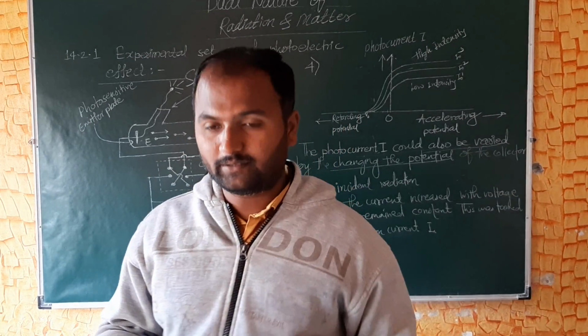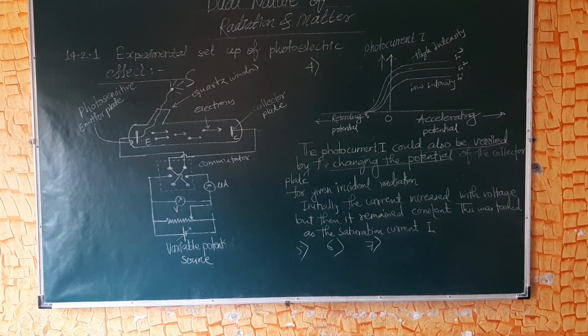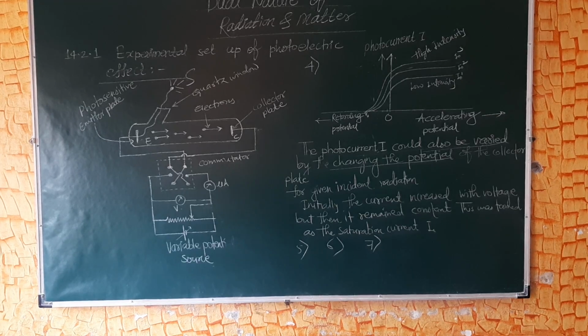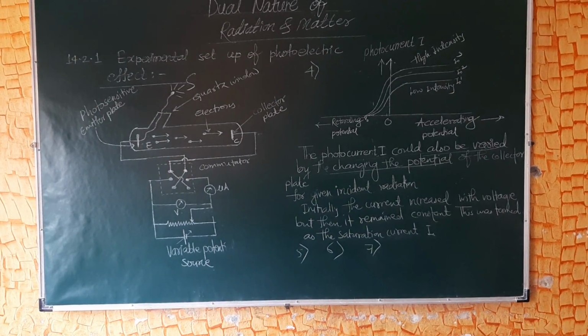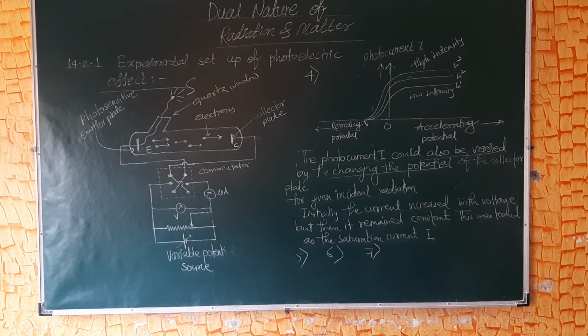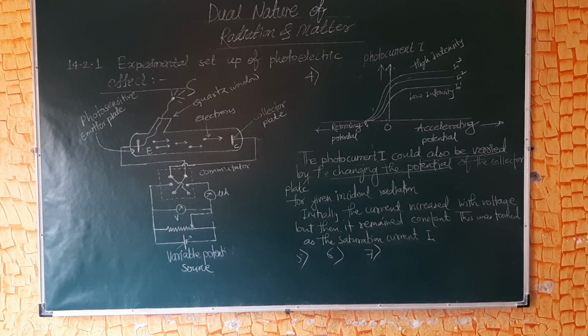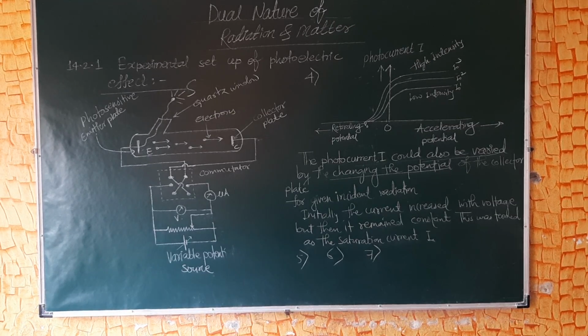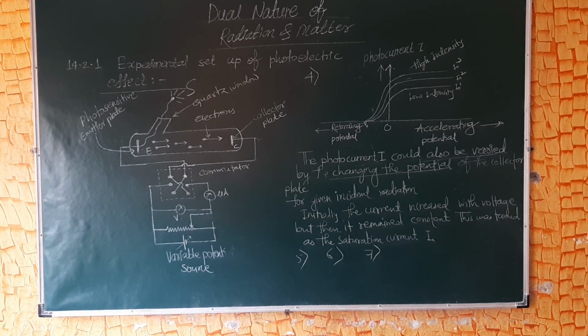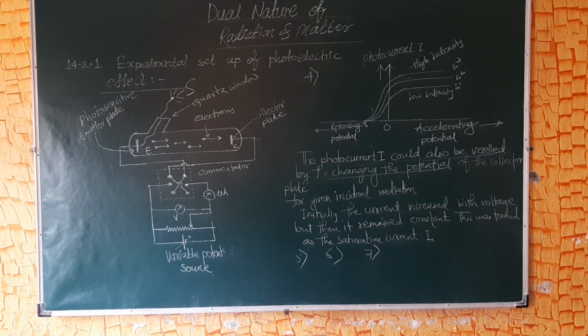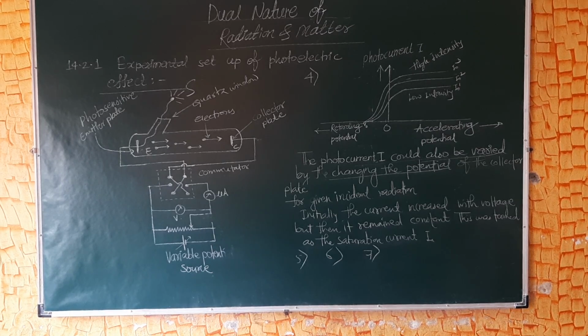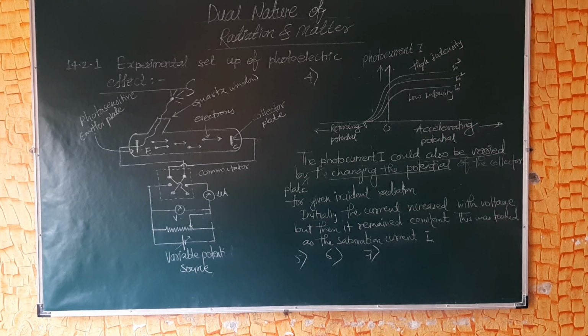Then in the seventh property, if an increasingly negative potential were applied to the collector, the photocurrent decreased, and for some typical value minus V naught, the photocurrent became zero. So V naught was termed as the cutoff or stopping potential. It indicated that when the potential was retarding, the photoelectrons still had enough energy to overcome the retarding electric field and reach the collector.